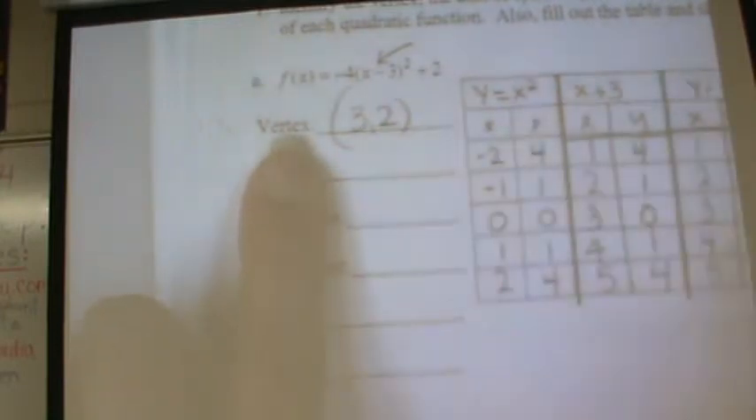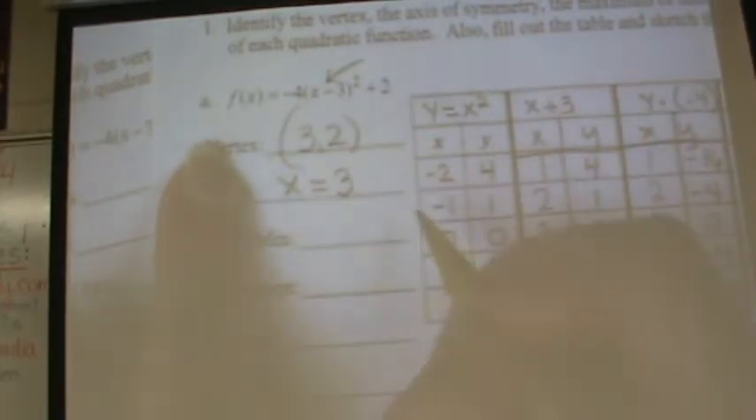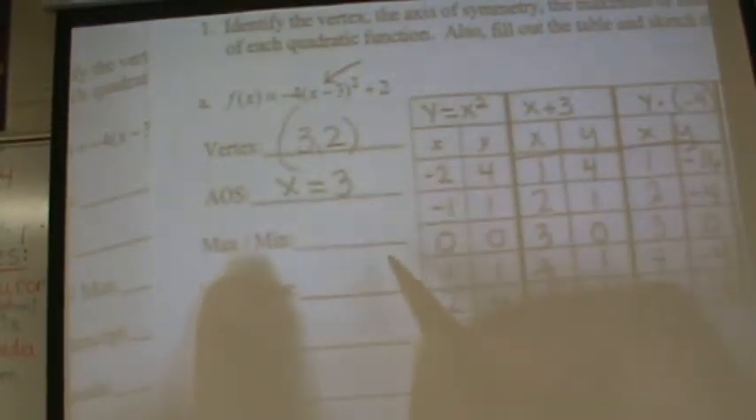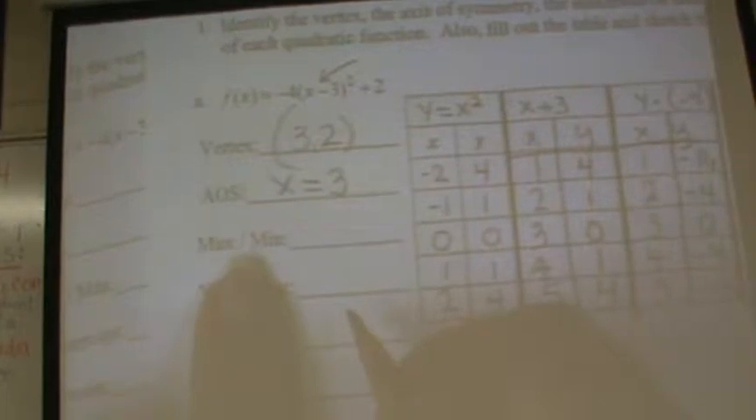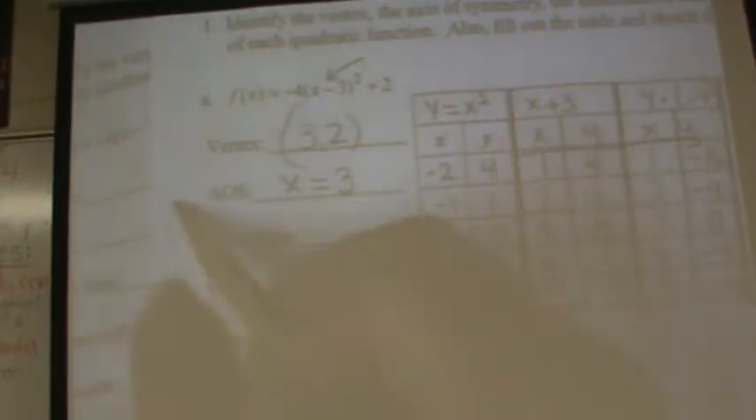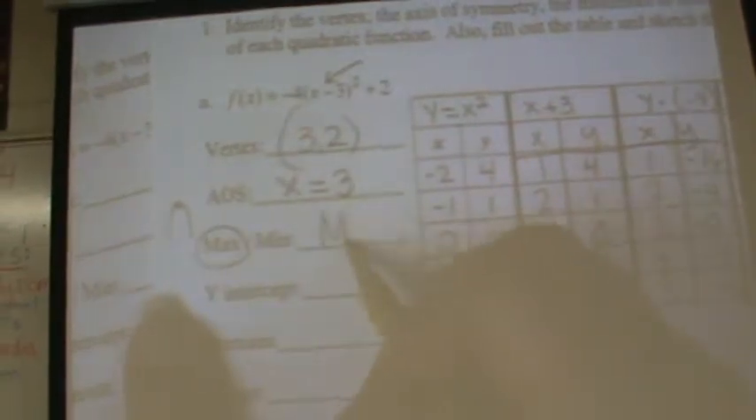All right, let's fill in our T-chart, our little chart of items here. What is our vertex? 3, 2. Does it match our chart and does it match our graph? Yep, sure does. What is our axis of symmetry? x equals 3. If you say 3, I'm gonna mark it half wrong. If you say x is 3, I'm gonna give you full credit. Now, what's the shape of this? This is going upside down, right? Yes. So our vertex is our maximum value.